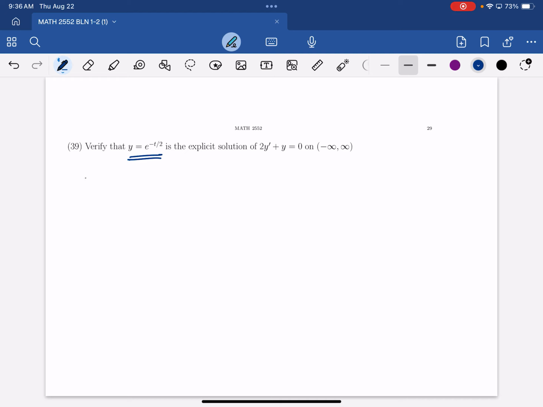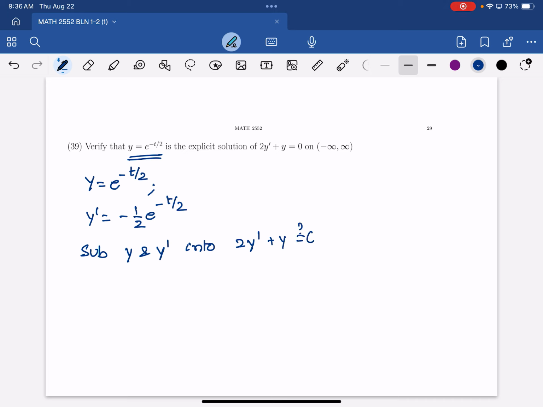So you know that y equals e to the negative t over 2, and you find y prime is going to be e to the negative t over 2, and you're going to use the chain rule and differentiate the exponent, and then you're going to get negative 1/2. Now you're going to substitute y and y prime into the differential equation 2y prime plus y and check if it is equal to 0 or not.